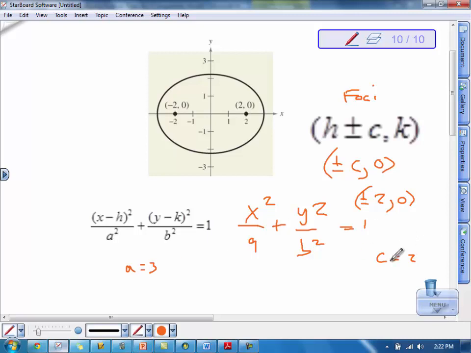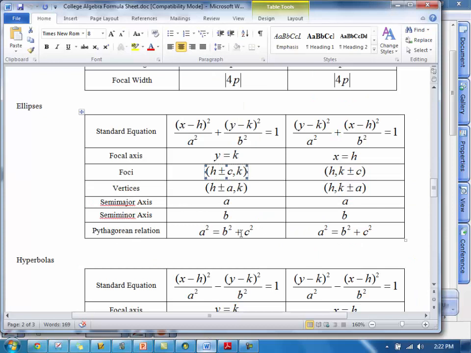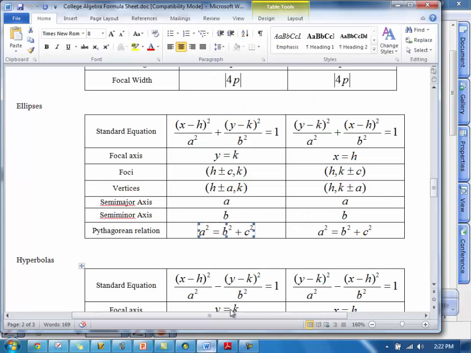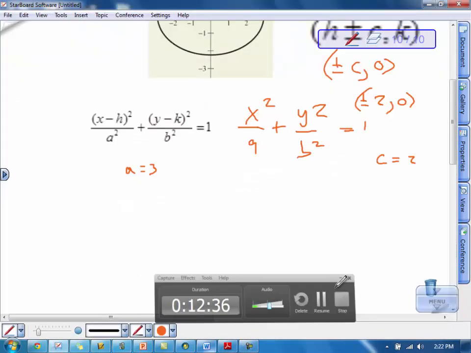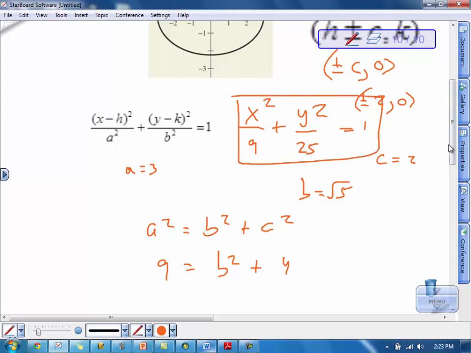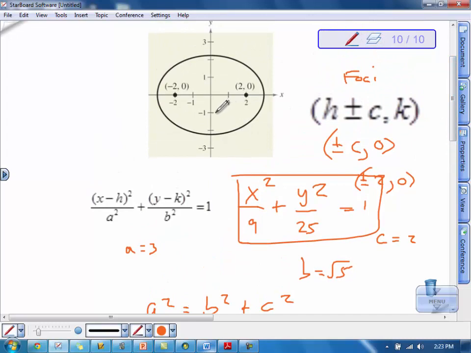Okay, so I know a is 3, I know c is 2. Now what I can do is look at the Pythagorean relation right here, a squared equals b squared plus c squared, and use that to find b. So a squared equals b squared plus c squared. I know a is 3, so that gives me 9. I know c is 2, so that gives me 4. So subtract and you get 5. So b squared is 5, which then would make the equation x squared over 9 plus y squared over 5 equals 1. So here's my equation.